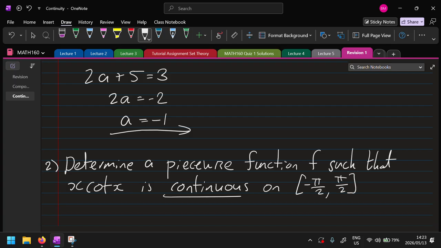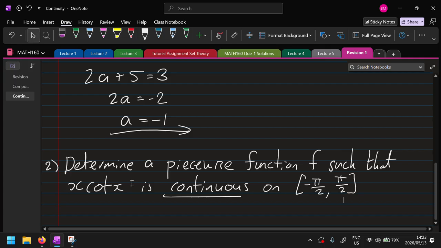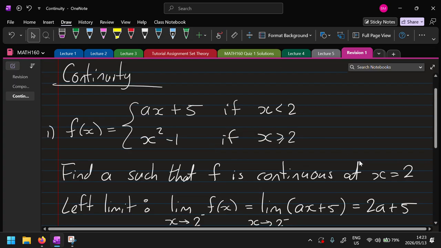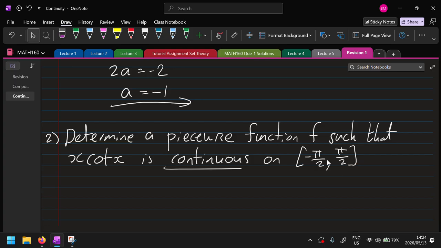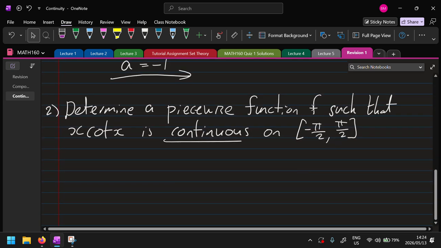So in the previous question, we had continuity at a point, right? Just a single point here at x equals 2. Over here, we're now looking at continuity on an interval. Okay, so remember the definition for that. A function is continuous on an interval if it is continuous at each point on the interval. Okay. So we want this function here, x cot x, to be continuous on the whole interval. So somewhere on this interval, this function is not continuous. Okay, we want to fix that.